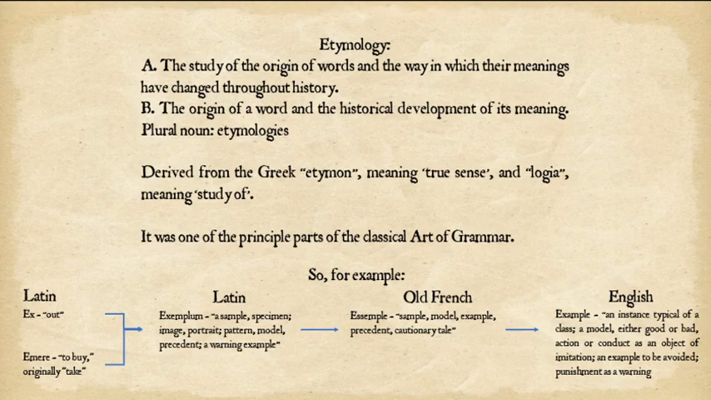This makes its way over the centuries into Old French, the word exemple, meaning sample, model, example, precedent, or cautionary tale. And this in turn makes its way into English as our word example, an instance typical of a class, a model, either good or bad, an action or conduct as an object of imitation, an example to be avoided, and punishment as a warning, as in to make an example of someone.